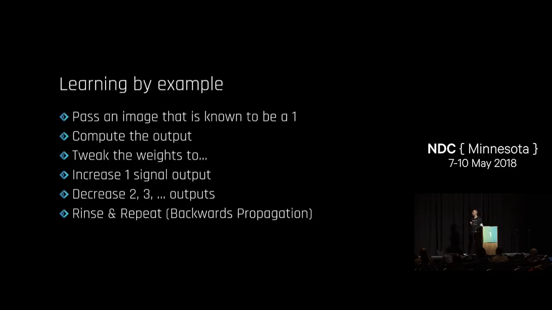Then you would give it another example. Here is an image of a 2, and it will try to move the weights so that the answer goes up for a 2 and doesn't go up for the other ones. And you keep going and going and going. If you're lucky, at some point, you give it an image of a 1, and it tells you it's a 1, and you give it an image of a 3, and it tells you it's a 3. Without lying too much, this is pretty much what a machine learning algorithm does.